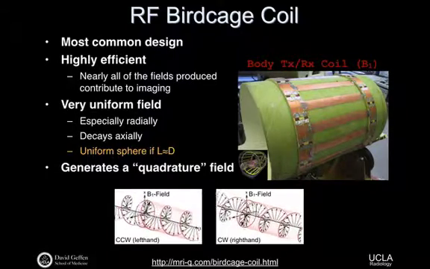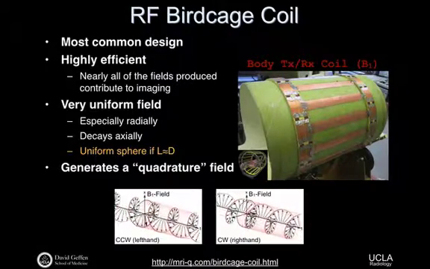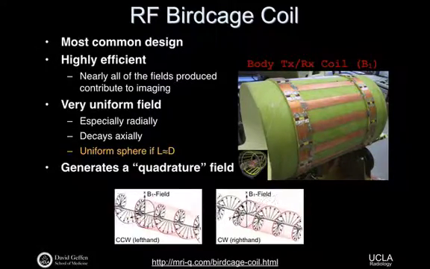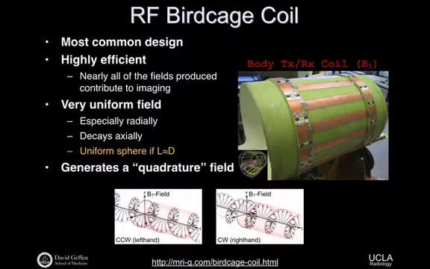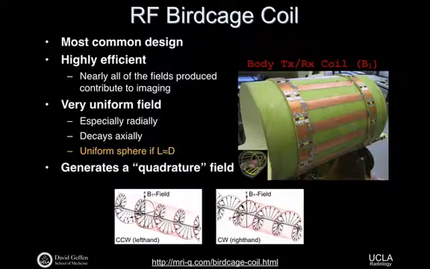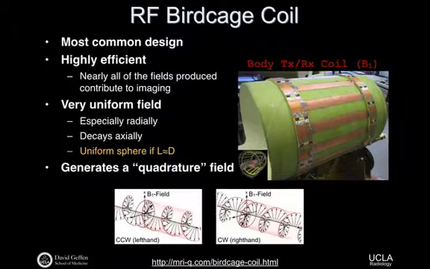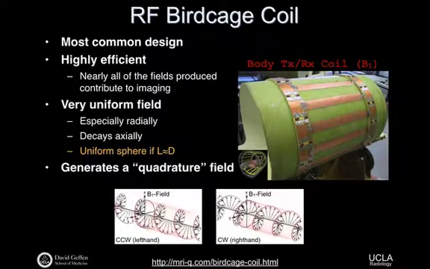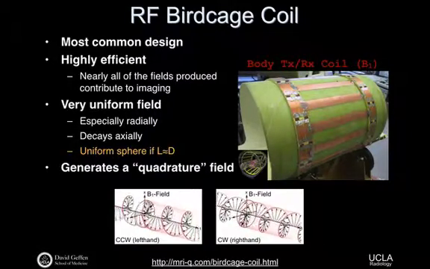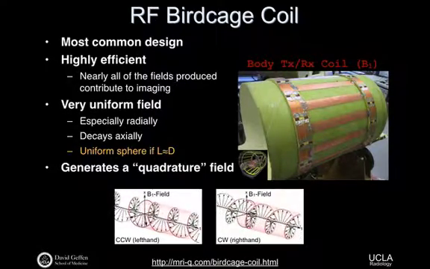It's a very uniform field, especially radially, meaning in some concentric kind of circle, even a sphere near isocenter. It generates a very uniform B1 field at every spatial position. It does decay axially, so it's falling off as you go towards someone's head or towards someone's feet. So again, it's really designed to have its best operation at isocenter. And it generates a pretty uniform B1 field over a sphere, if the length is approximately equal to the diameter. So these B1 coils themselves are maybe 60 or 70 centimeters in diameter and roughly equivalent in length.